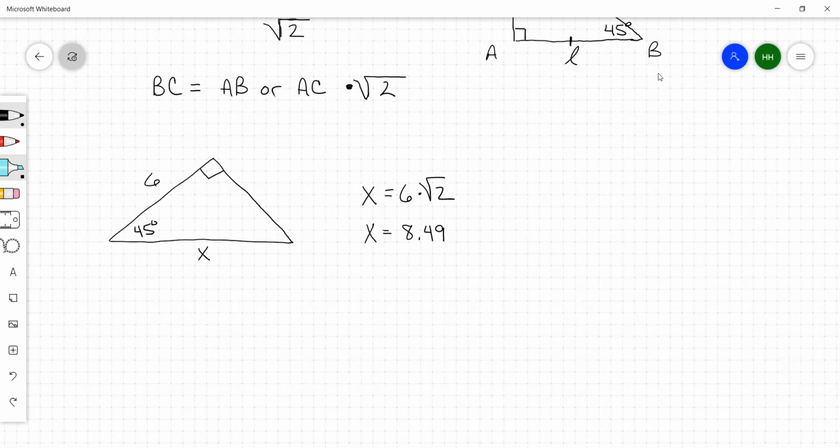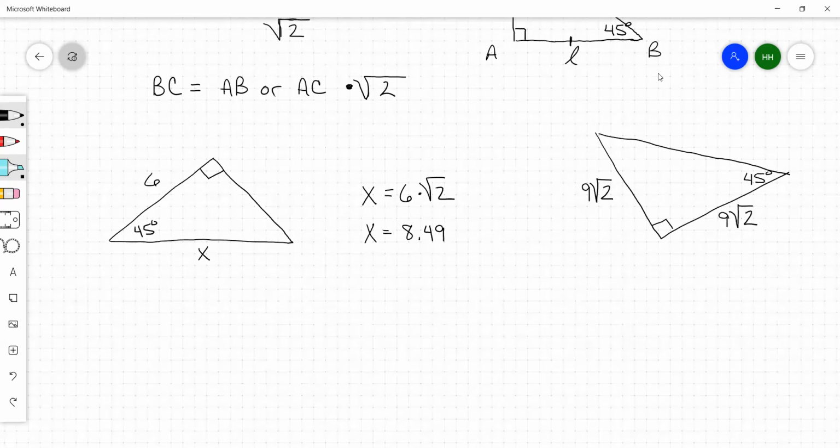If you're given this right triangle, again, one of the acute angles is 45. If one of the acute angles is 45, the other one's 45 as well. And you're given the legs. They're both 9 square root of 2. And you need to find this hypotenuse. Say it's C. C is going to be equal to 9 times the square root of 2.